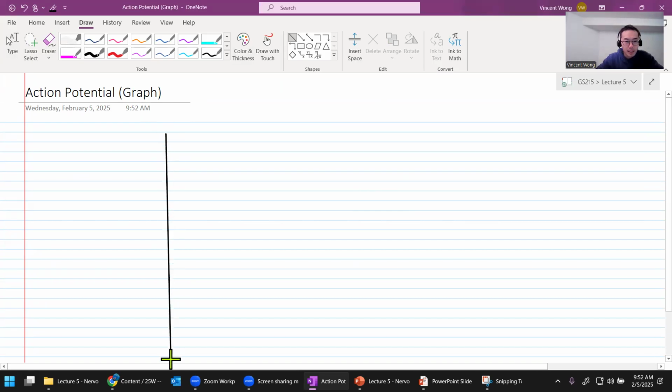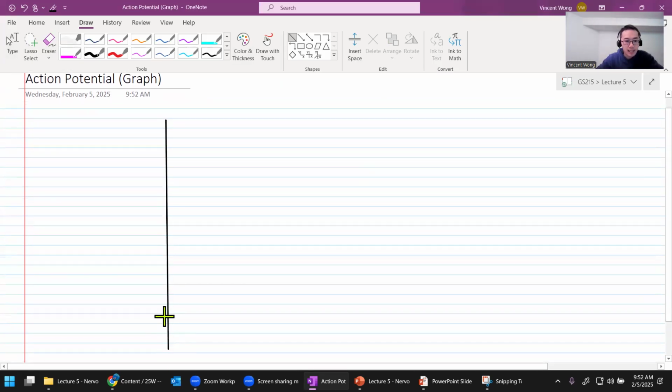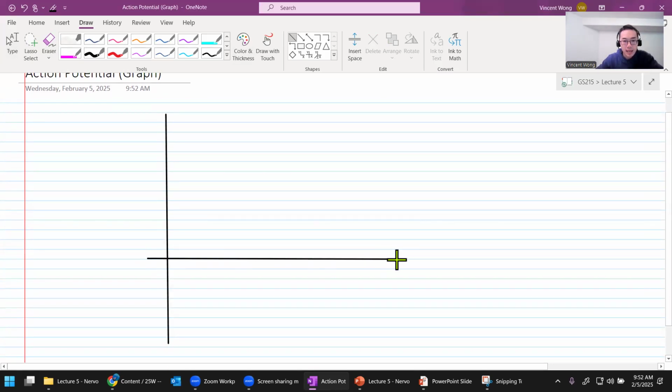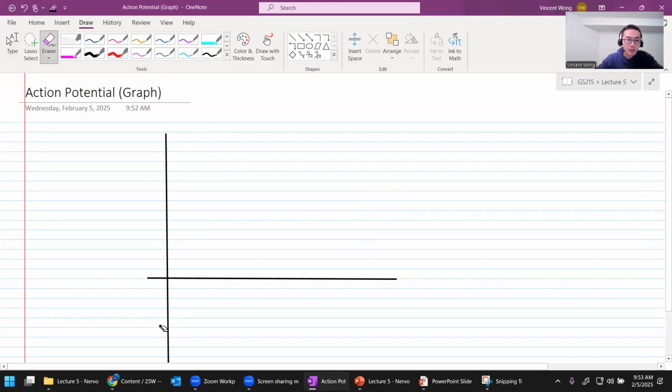So there is the y-axis, and then there is the x-axis. On the y-axis, we have membrane potential. What's the charge difference across the membrane? That's what it means, right? And it's measured in millivolts. And over here, it is time, and it's really quick, milliseconds. Okay, these things happen really fast.